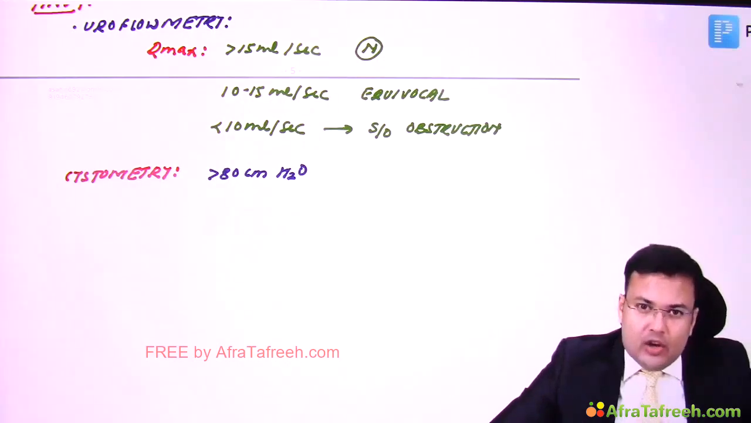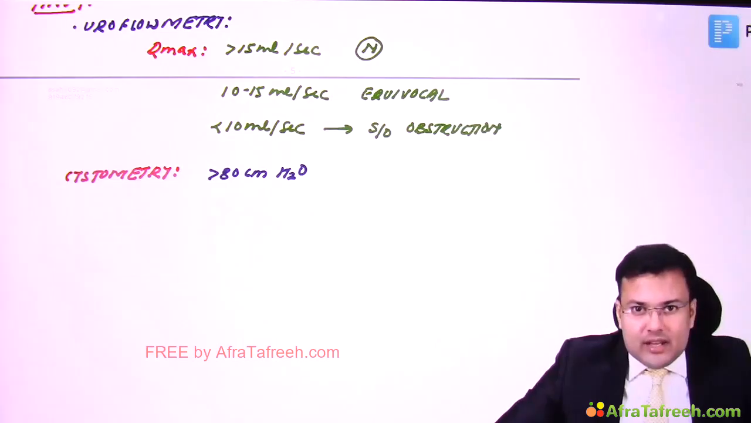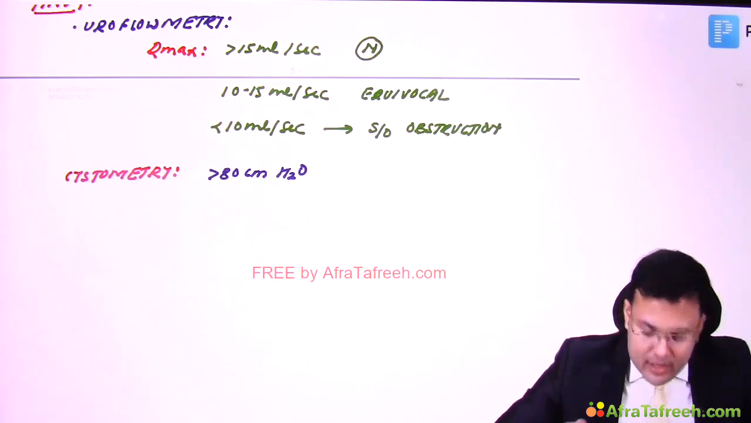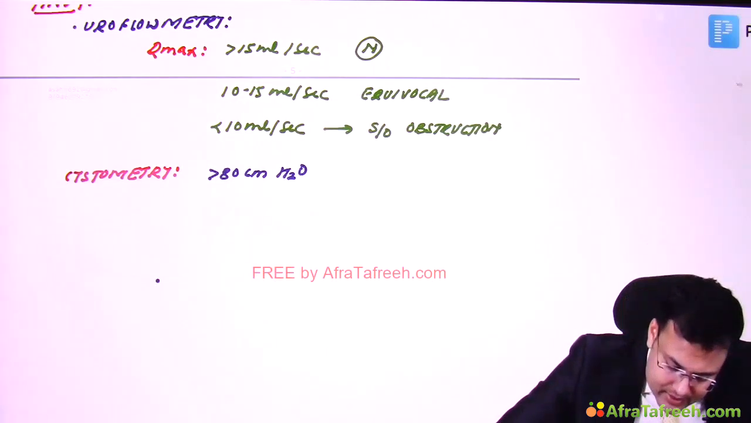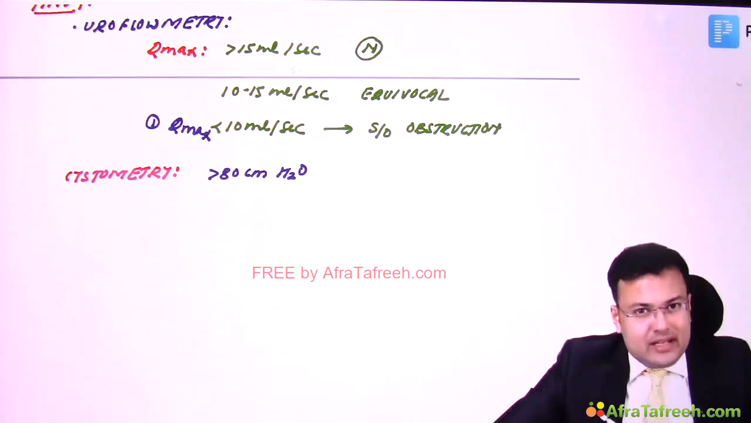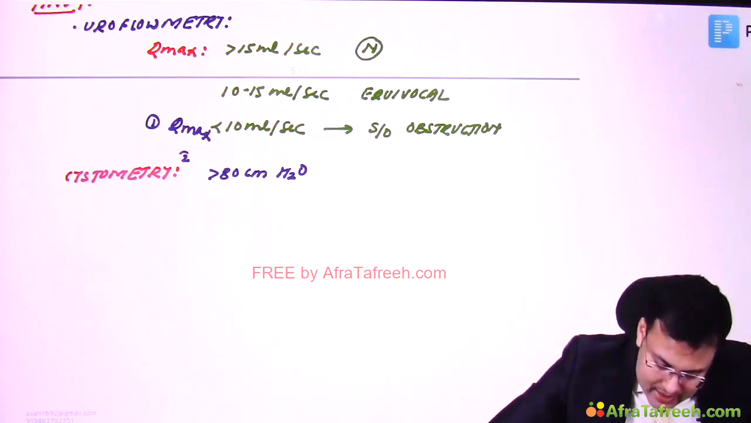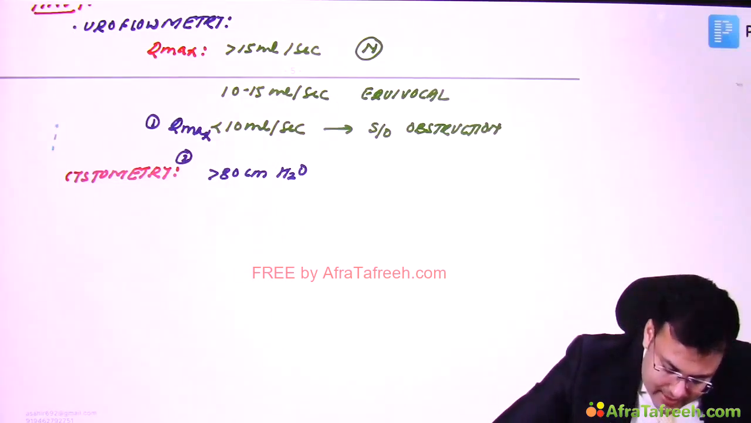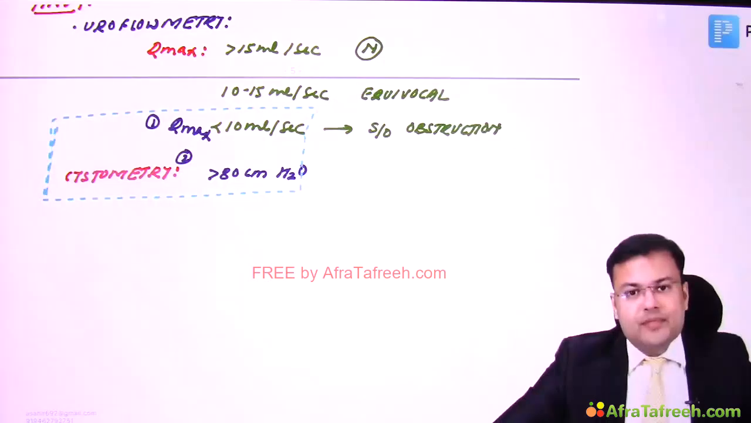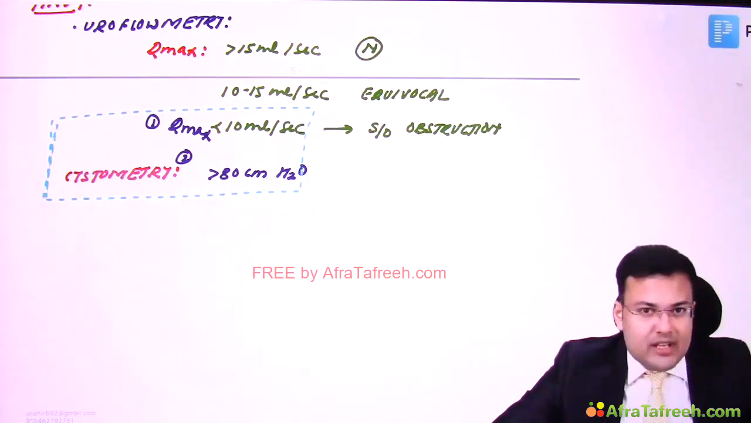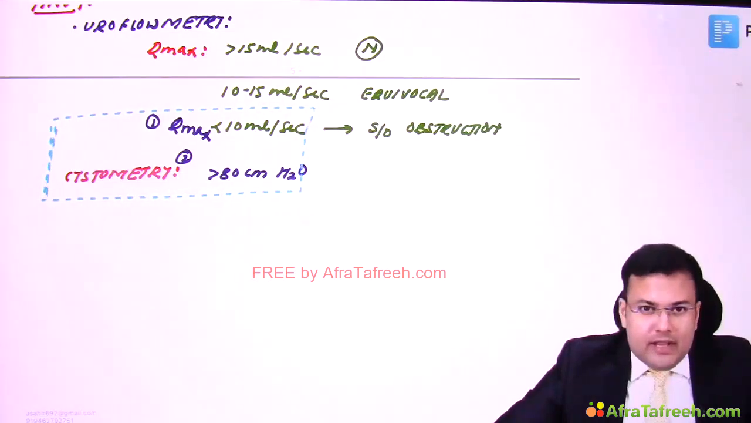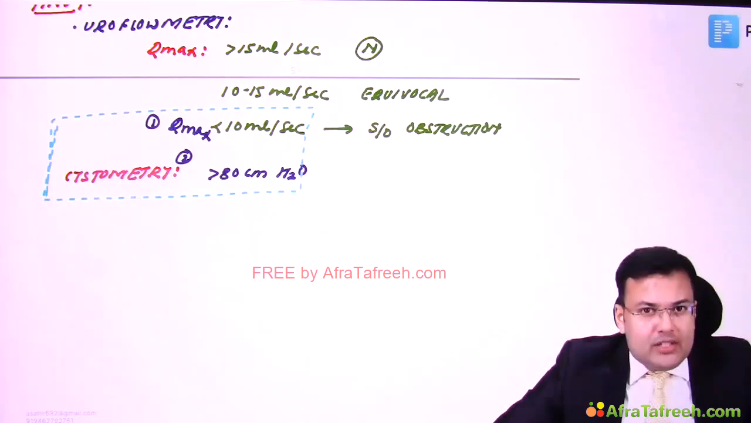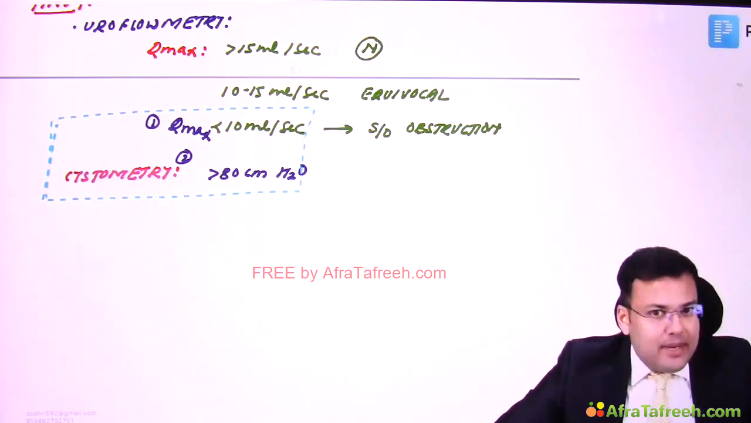So in the Comet Kill exam long back, one question was asked: what is the diagnostic criteria of BPH? Qmax less than 10 ml per second and bladder pressure more than 80 centimeter of H2O. So this is the diagnostic criteria of BPH. And when the diagnosis is confirmed, we have to start the treatment. Which treatment is preferred? Obviously, it's the medical management.